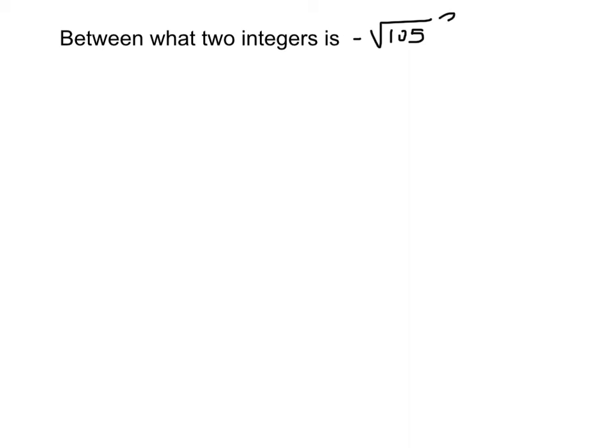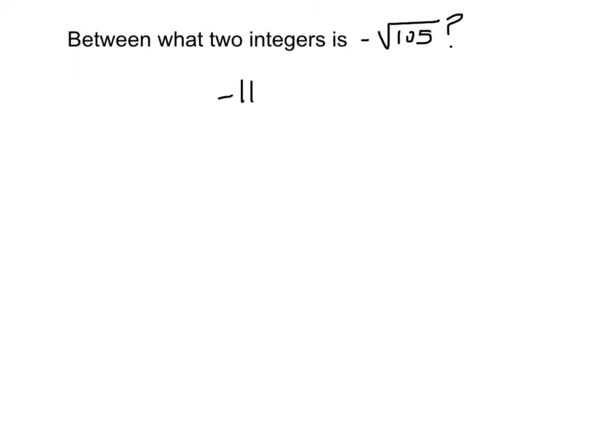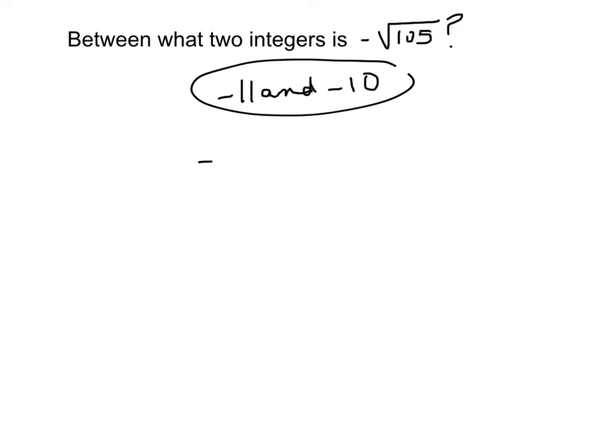So I want you to tell me on your own, between what two integers is negative square root of 105? So pause the video, do that yourself. Hopefully you realize the answer would be between negative 11 and negative 10. Because if you took the negative square root of 121 and the negative square root of 100, 105 lies between those, so our answer will be negative 11 and negative 10.